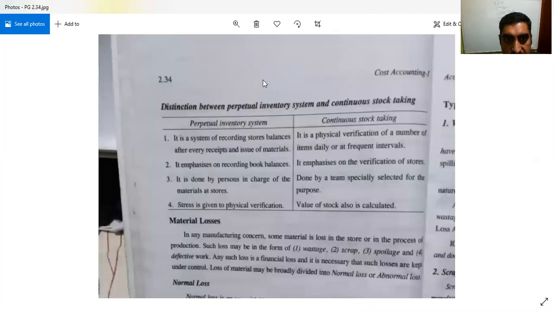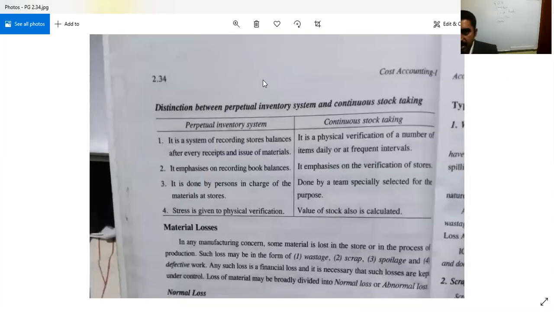So this is the one, perpetual inventory and continuous stock taking. Perpetual inventory we saw previously: after every receipt and issue of the goods, this is to be taken care of. While continuous is physical verification of a number of items daily or at frequent intervals. So that is the thing.